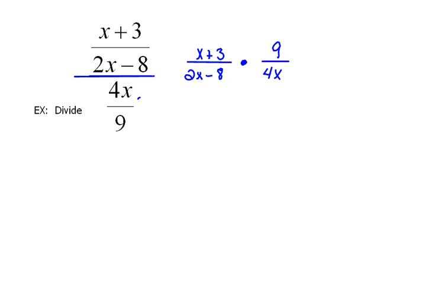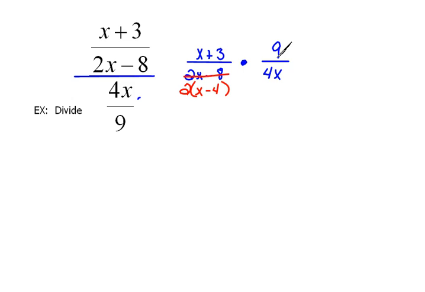So in order for us to be able to multiply these, first things first, we need to have everything factored so we can see if there's anything that will cancel. Our x plus 3 is factored, but on the denominator here we could factor out a 2, and that would make that 2 times x minus 4. The 9 is fully factored, and 4x is fully factored. So when we look at this, it doesn't appear that there's anything on top and bottom that would cancel.